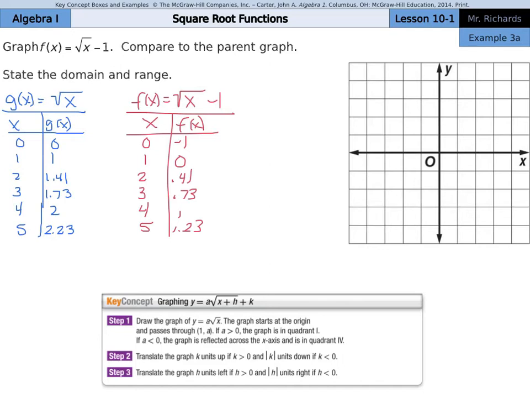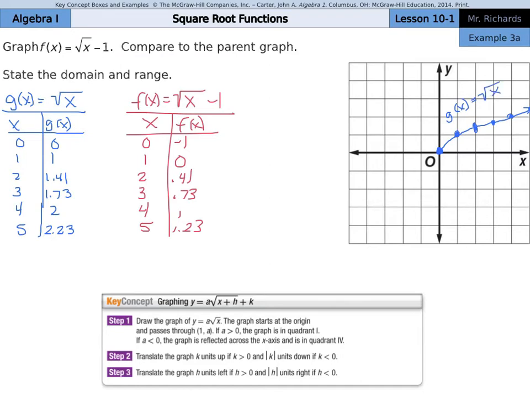Now, when we go to graph this, we'll start with the parent function, 0, 0, 1, 1, 2, 1.41, 3, 1.73, 4 is 2, and off here in the corner, 5 is 2.23. And so we have our curved original function. That again, for us in this example, g of x equals the square root of x.